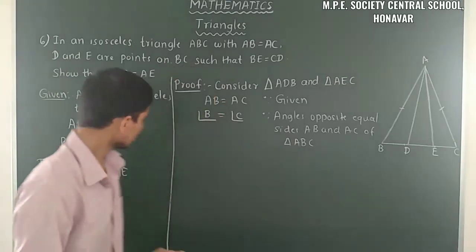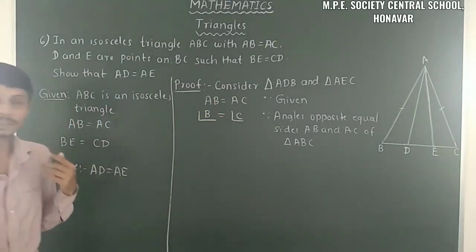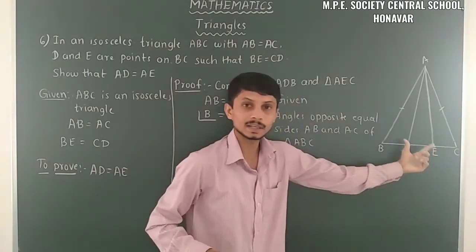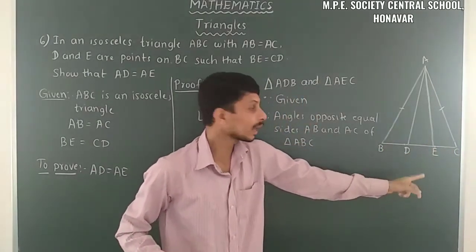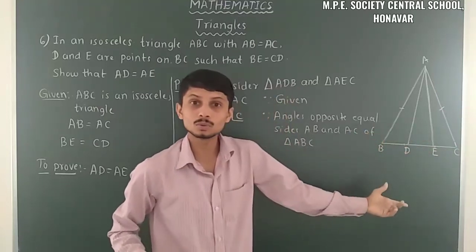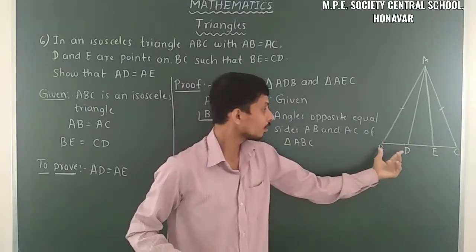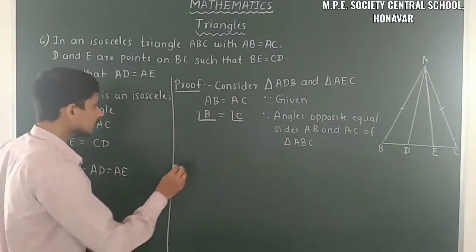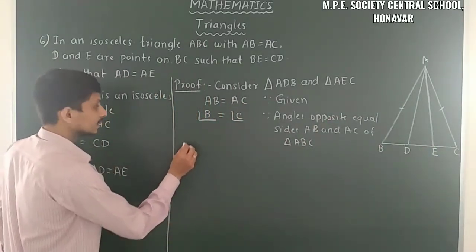Just observe, we have BE is equal to CD. When we subtract DE from both sides of the equality, then we have BD is equal to EC. So let us take that one. Yes, BD is equal to EC.